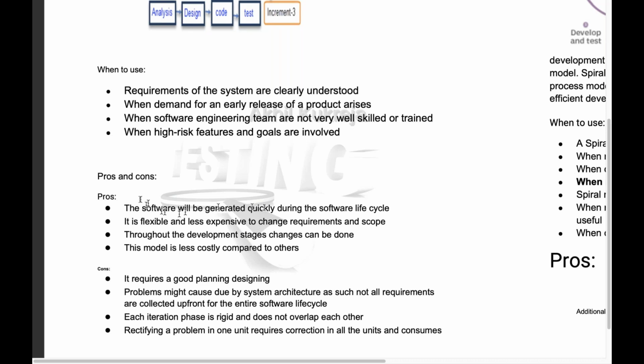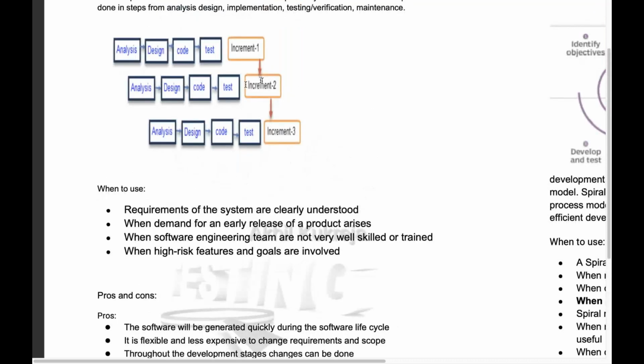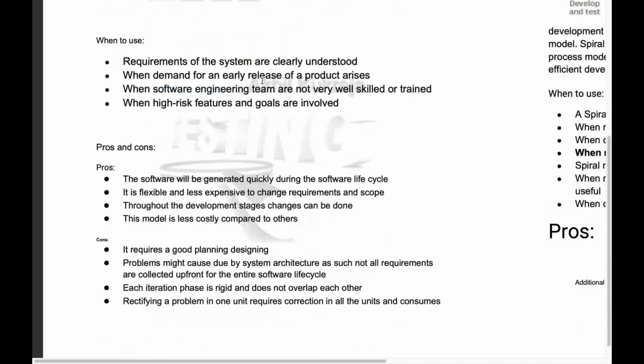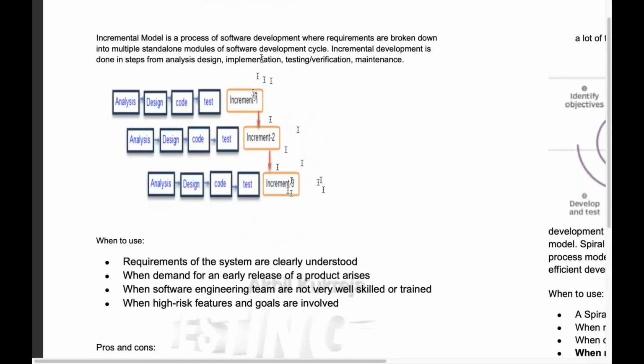Third thing is each iteration is rigid and does not overlap with each other. That's true. Like increment 2 is not related to 1, 1 is not related to 3. They are independent, and that's how this is worked upon. Rectifying a problem in one unit might require correction in all the units. Now just imagine if all these three are integrated. Getting my point? If all these three are integrated and you have an issue in increment 2, will that not impact the entire product?